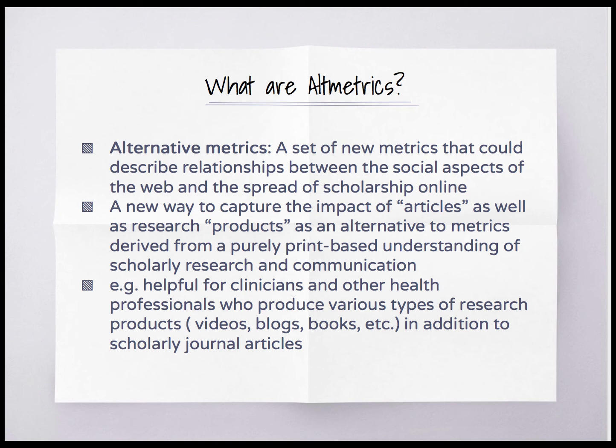What are altmetrics? Altmetrics are alternative metrics, a new set of metrics that could describe relationships between the social aspects of the web and the spread of scholarship online. It's a new way to capture the impact of articles as well as research products, an alternative to metrics derived purely from a print-based understanding of scholarly research and communication. For example, it's helpful for clinicians and other health professionals who produce various types of research products, like videos, blogs, books, etc., in addition to the scholarly articles they might publish.